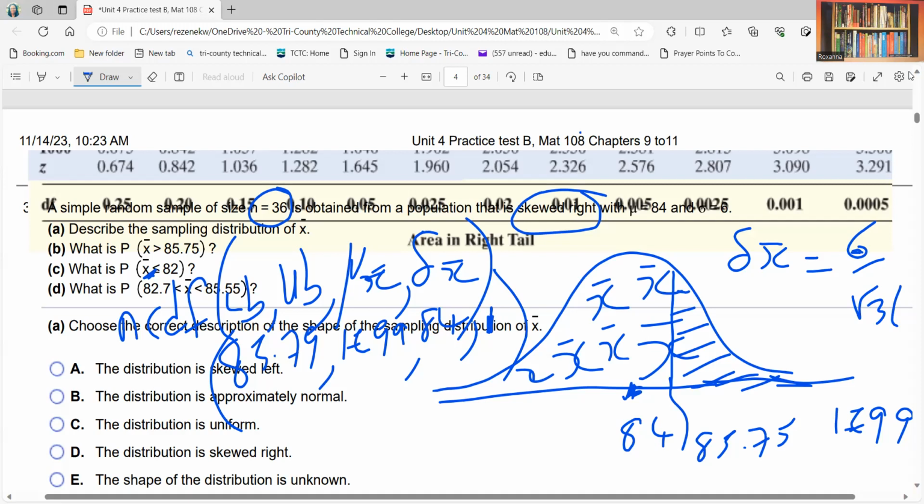Because you're using the standard error, it is the area on that central limit theorem. Is that clear? Okay. If you don't clear this question, you forgot. The only difference is that in the central limit theorem, you will be using standard error, and it's not the same as standard deviation.